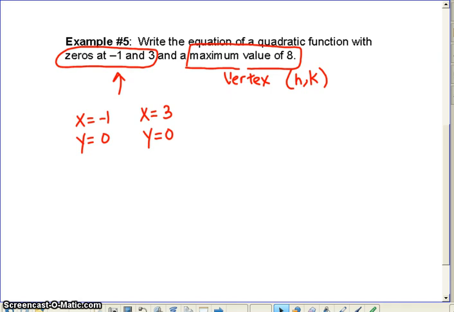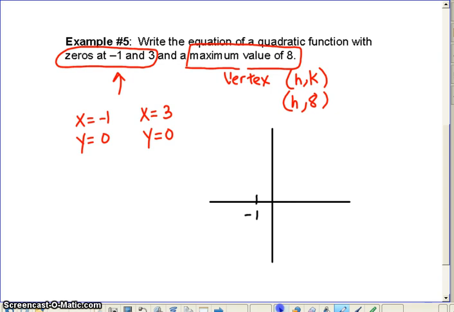Okay, since my vertex is h, k, the maximum value is 8. That means that k is going to be 8, but we just need to figure out what h is. In other words, the x-coordinate of that point. If we look at the graph, we can kind of work backwards to investigate this a little bit better. The zeros are going to be at -1, and then at x equals +3.